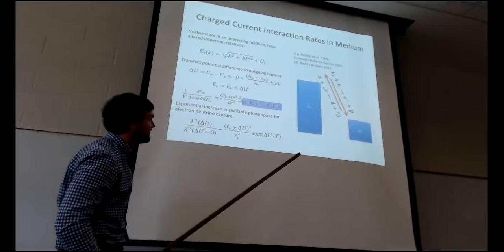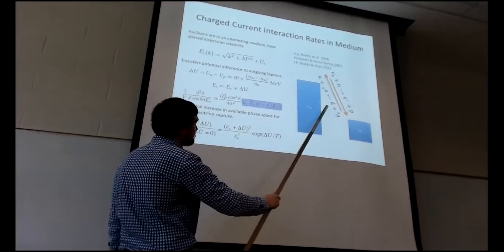In the opposite case, where I have an anti-electron neutrino capture on a proton going to a positron plus a neutron, I actually lose a lot of neutrino energy.